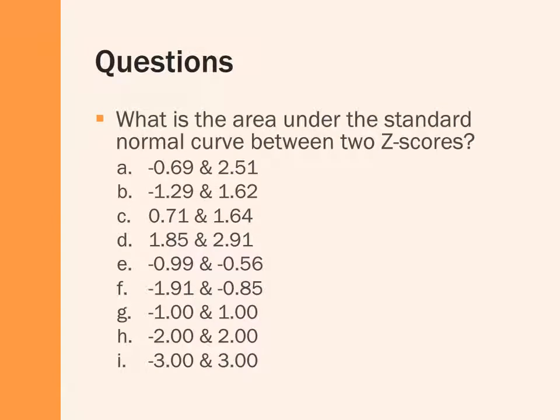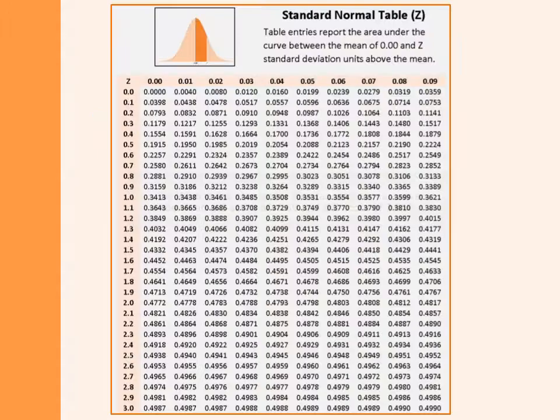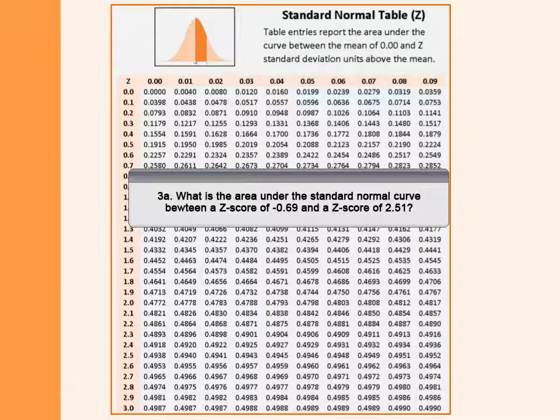For the third set of problems, we are to find the area under the standard normal curve between two non-zero z-scores. The first problem in this set asks us to find the area under the standard normal curve between a z-score of minus 0.69 and a z-score of 2.51.